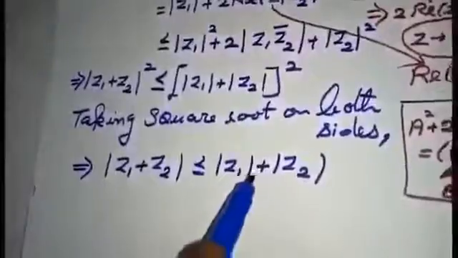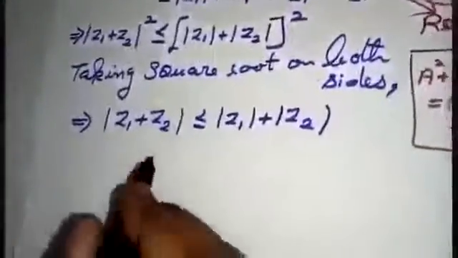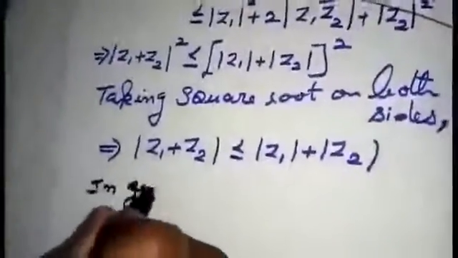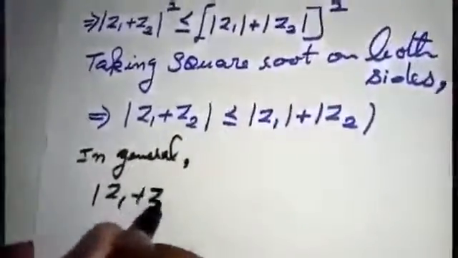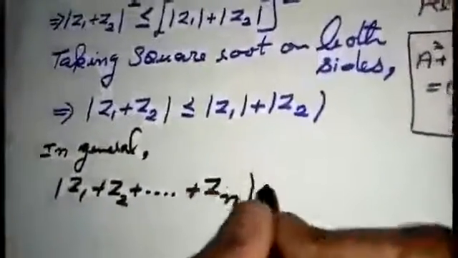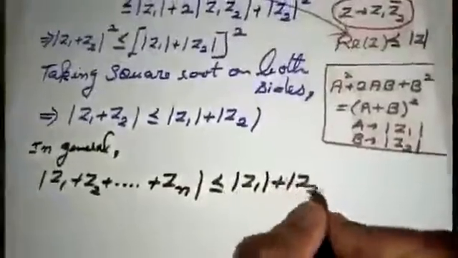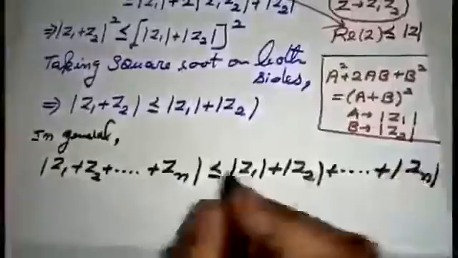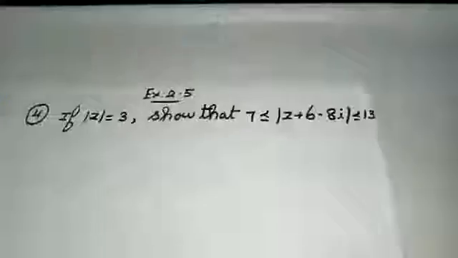In general, we have proved only for two complex numbers. Hence, we can prove for n complex numbers, that is, in general, I can tell it as modulus of z1 plus z2 plus etc. plus zn is less than or equal to modulus of z1 plus modulus of z2 plus etc. till modulus of zn. And this is the required proof for triangle inequality.